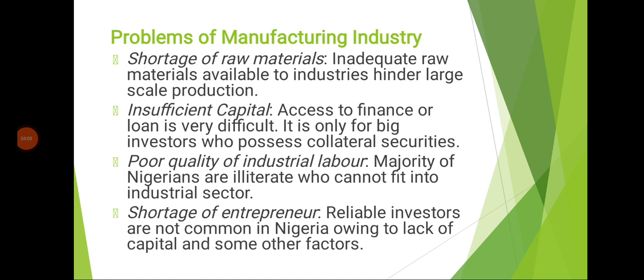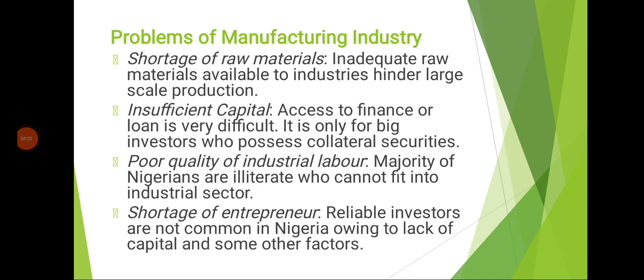Number 2, insufficient capital. Insufficient capital has to do with what? Access to finance or loan. It's very what? Difficult. It is only for big investors who possess collateral security. You might be looking at that word collateral security. Maybe it's a strange word. There are big industries, big investors who have opportunity to take grants. They take grants, they have access to loans. So it depends on how big your industry is.